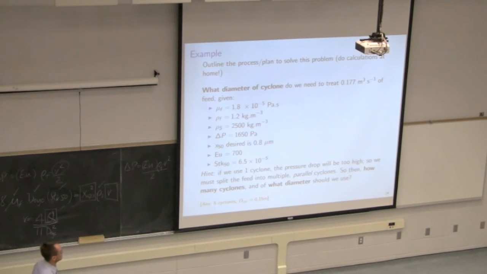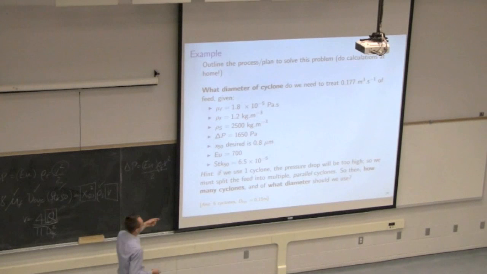The way we can purchase cyclones is we usually purchase from a family of cyclones from a catalog. We can purchase cyclones which have that Euler number and that Stokes number. And once we have that, we can then calculate the diameter of the cyclone, which is exactly what we're going to look at here. So for this set of requirements to treat that feed stream, plan your approach on how you would calculate the number of cyclones you need, as well as the diameter of those cyclones.